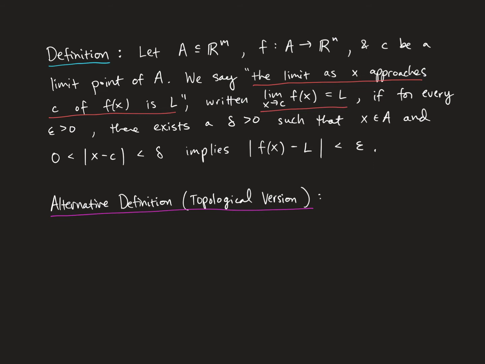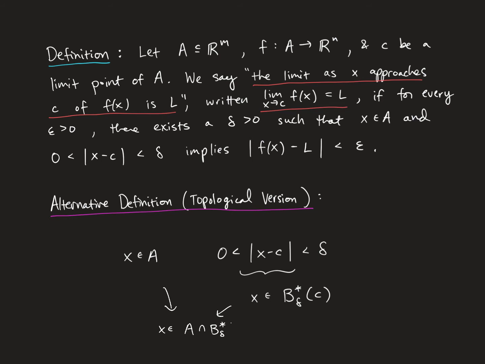So, for example, x in A and 0 less than |x minus c| less than delta. This is just saying that x has to be in the punctured ball of radius delta around c. And this just says x is in A. So taking these two conditions together, this says that x is in A intersect the punctured ball of radius delta around c, right?